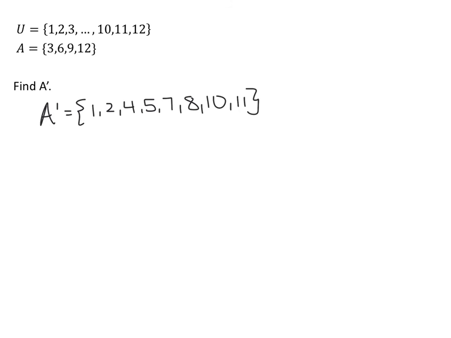Since A is all the multiples of 3 between 1 and 12, then A complement would be everything that's not a multiple of 3 between 1 and 12. So 1, 2, not 3 because it's in A, 4, 5, not 6 because it's in A, 7, 8, not 9, 10, 11, and not 12. So this would be A complement: everything that is in the universal set, U, but not in set A.